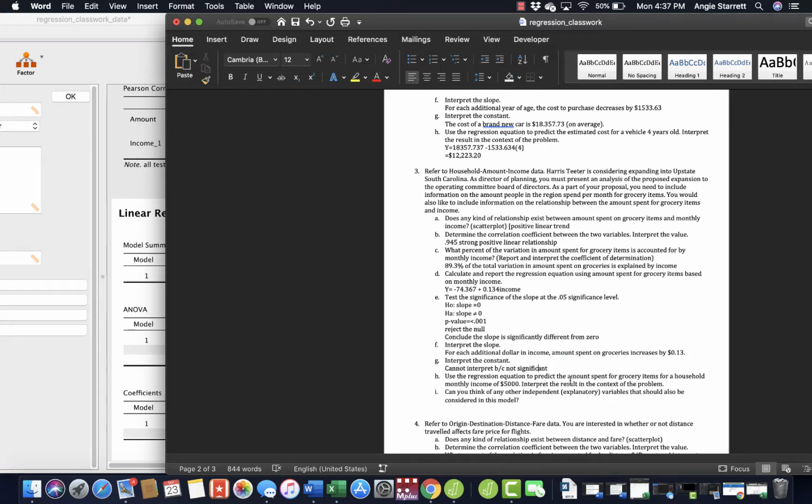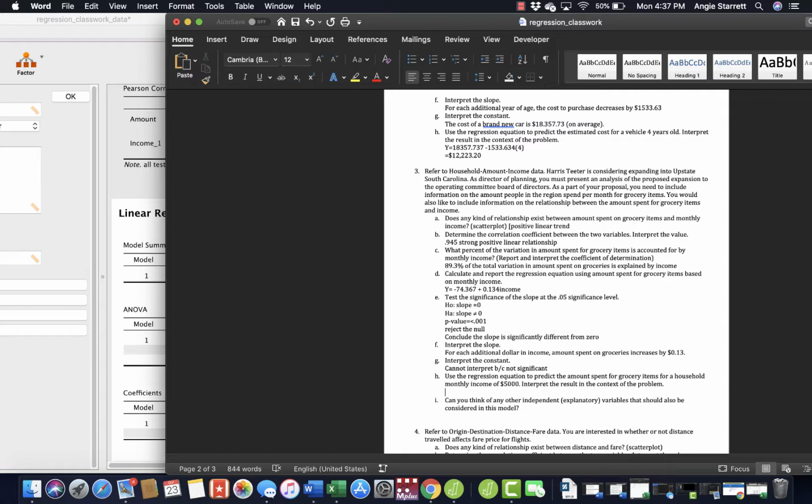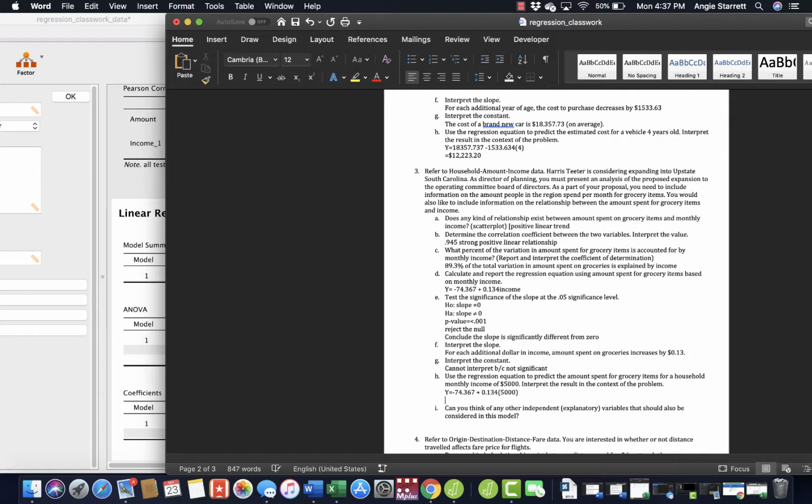All right, use the regression equation to predict the amount spent for grocery items for a household monthly income of $5,000. So now we need our equation. We've got y equals negative 74.367 plus 0.134 times 5,000. Going to my iPhone, I get $595.63.